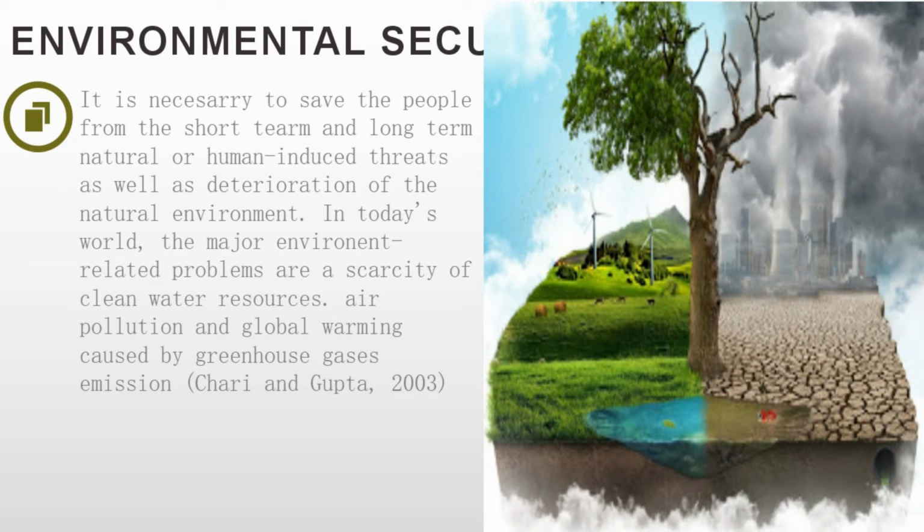Environmental security aims to protect people from the short and long-term ravages of nature, man-made threats in nature, and deterioration of the natural environment. In developing countries, lack of access to clean water resources is one of the greatest environmental threats. In industrial countries, one of the major threats is air pollution. Global warming caused by the emission of greenhouse gases is another environmental security issue.